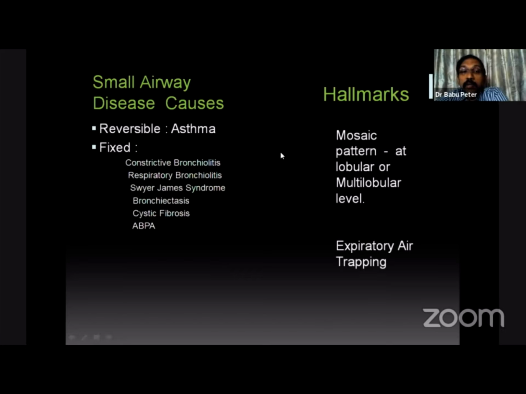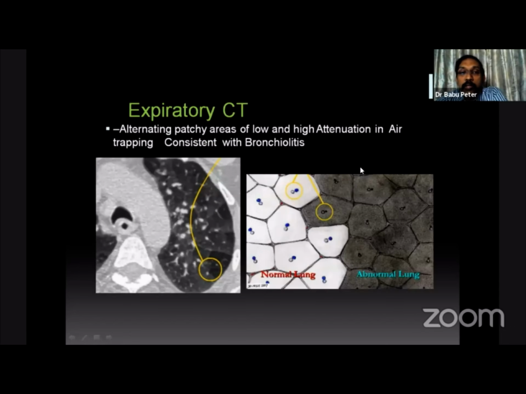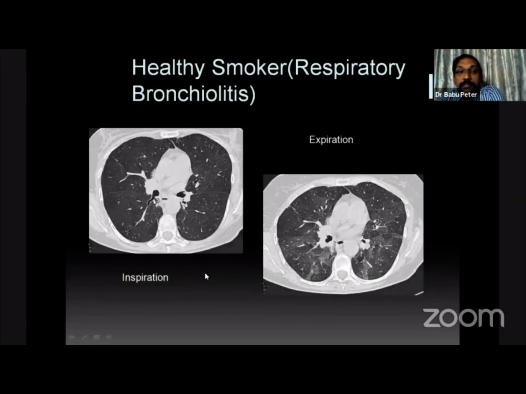So the hallmark of small airway disease is that expiratory air trapping is evident, and mosaic attenuation is seen at a lobular or a multilobular level. So when you do expiratory imaging, you can see here this is the vessel in areas of increased density, and these are low attenuated areas where the vessel caliber is reduced. So this is mosaic attenuation. And with expiration, air trapping is evident. So this reflects bronchiolitis. Respiratory bronchiolitis can also be seen in healthy smokers.